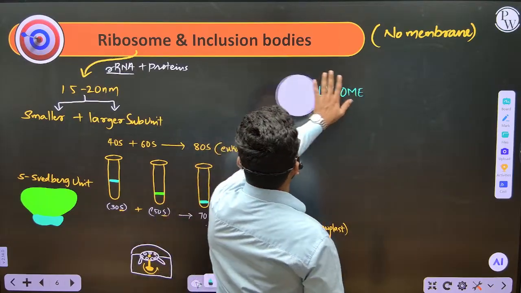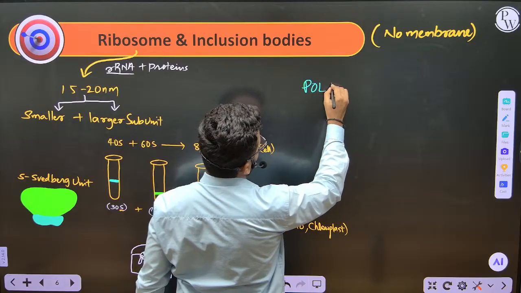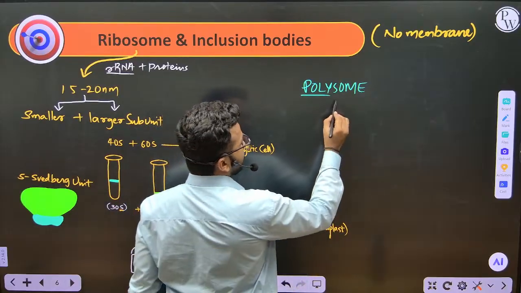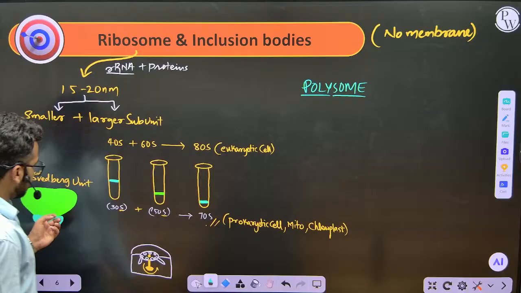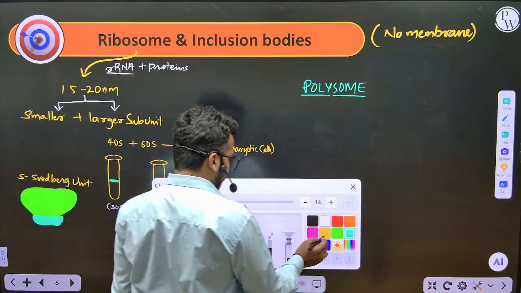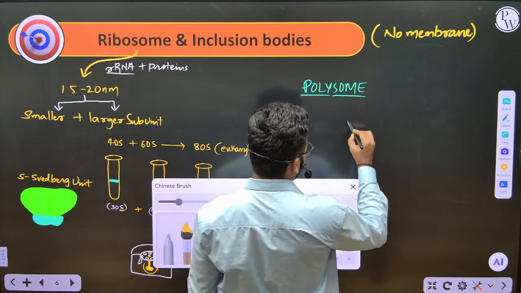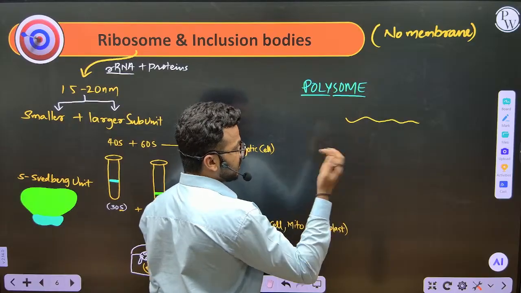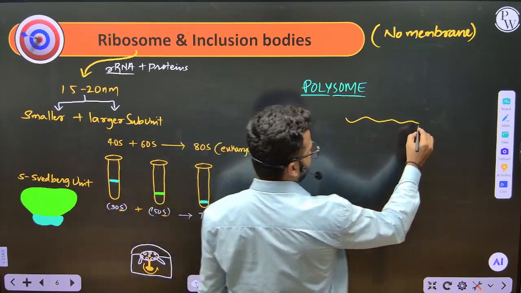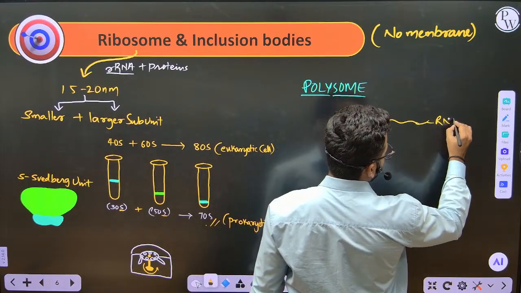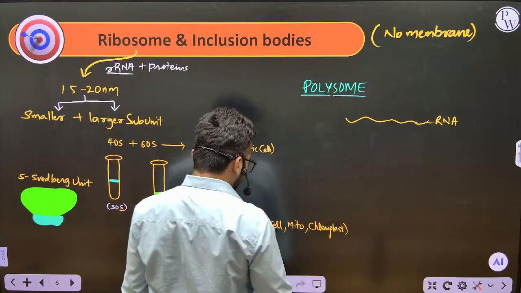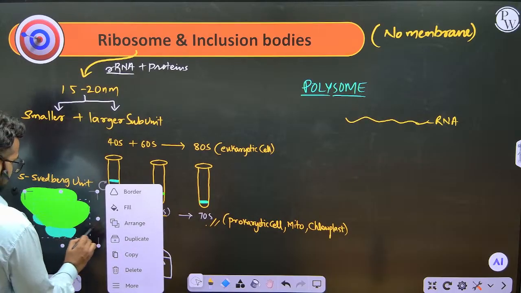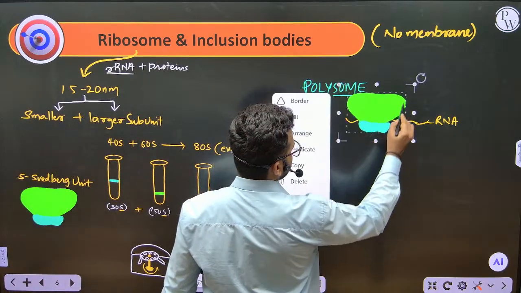So here polysome has two terms. Poly means many and some means ribosomes. So many ribosomes will be attached to the mRNA there. mRNA is nothing but ribonucleic acid. That you will be studying in next sessions, but you just remember this one. It is mRNA, and to this mRNA there will be many ribosomes attached.